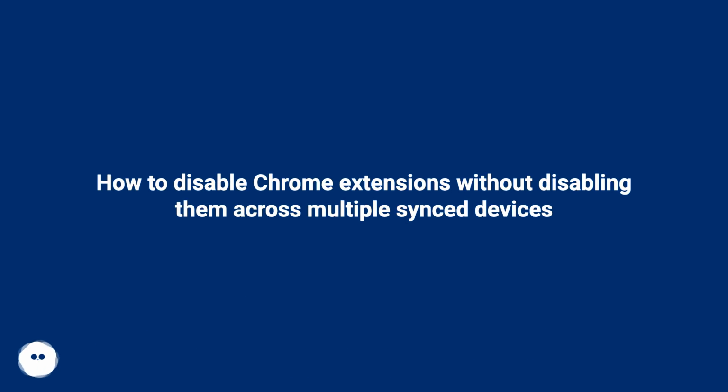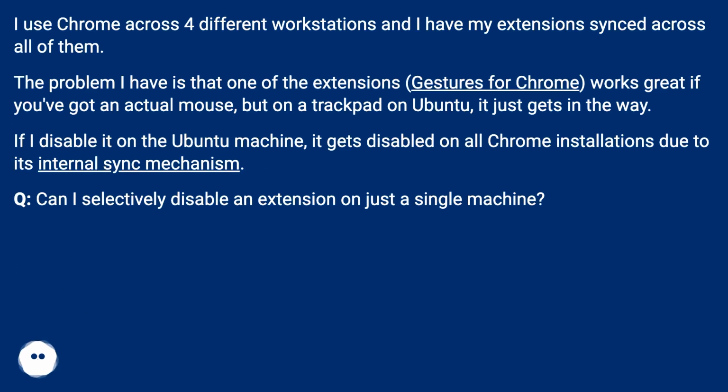How to disable Chrome extensions without disabling them across multiple sync devices. I use Chrome across 4 different workstations and I have my extensions synced across all of them. The problem I have is that one of the extensions, Gestures for Chrome, works great if you've got an actual mouse, but on a trackpad on Ubuntu, it just gets in the way.